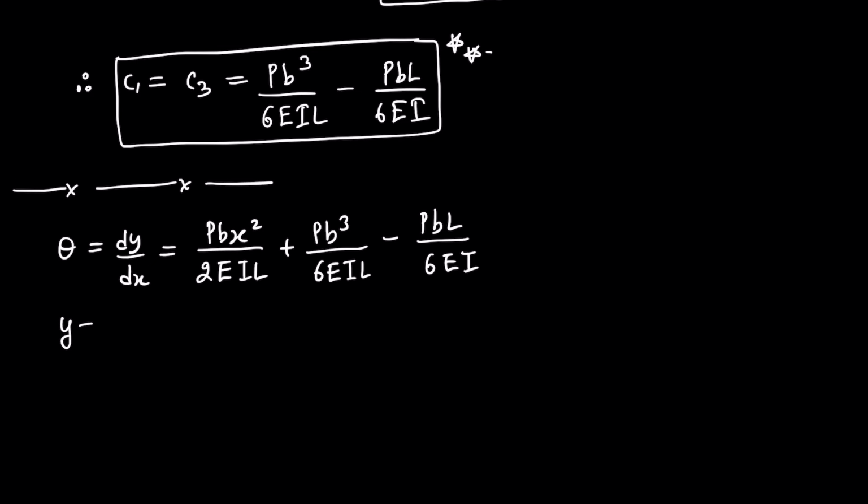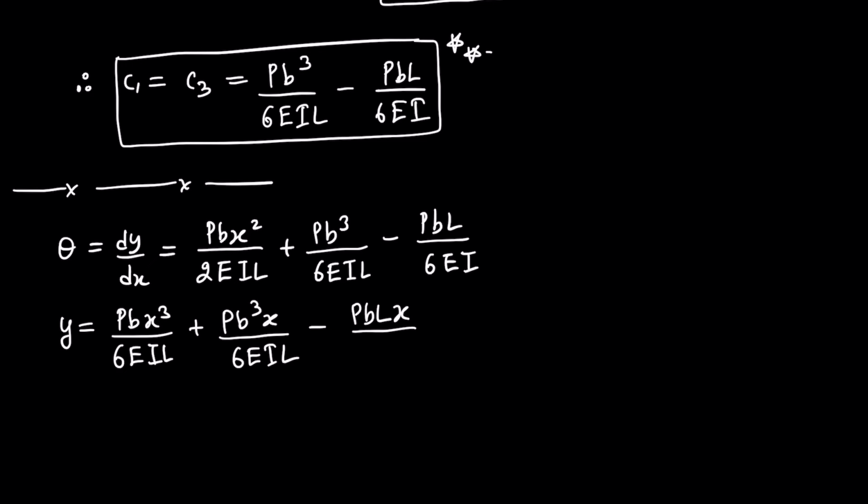Similarly y will be equal to PBx cube upon 6EIL plus C1x plus C2. Now C1 is what? C1 is this term. So C1x becomes PBb square x upon 6EIL minus PBLx upon 6EI, plus C2, and C2 is 0. So this is the formula of slope and deflection at x equal to 0 to x equal to a.